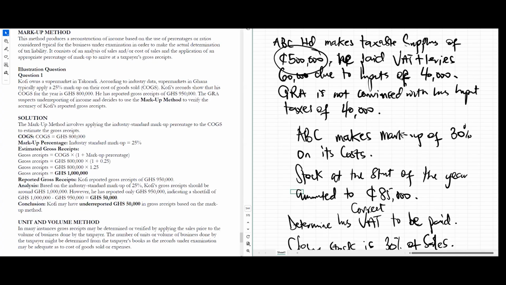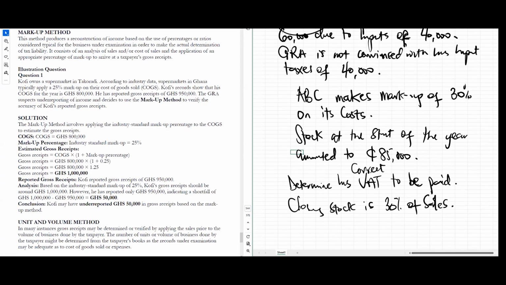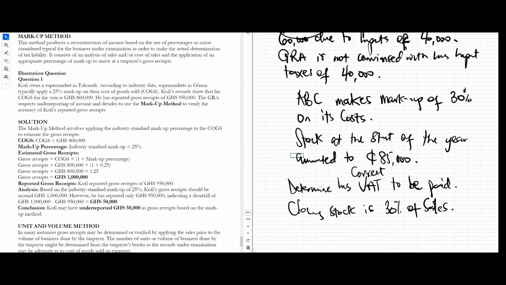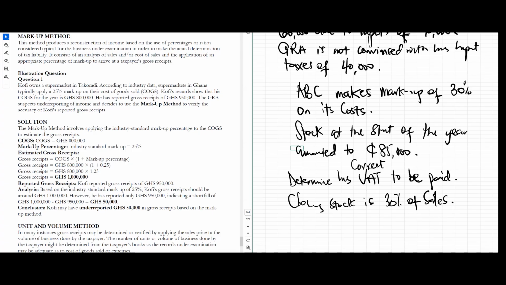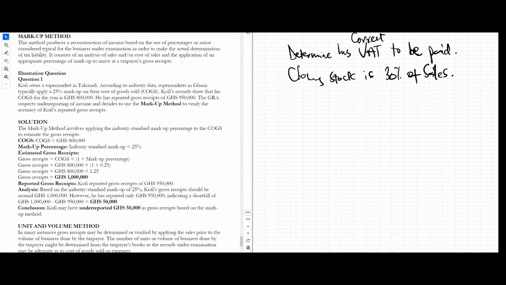So this guy makes a markup of 30% on its cost, and stock at the start of the year amounted to 85,000. Stock at the start of the year, is it opening or closing stock? Opening stock. And the closing stock, they said, is 30% of his sales. So based on this, GRA is not convinced with the 40,000 taxes he said he paid on his purchases. So what do we have to do?